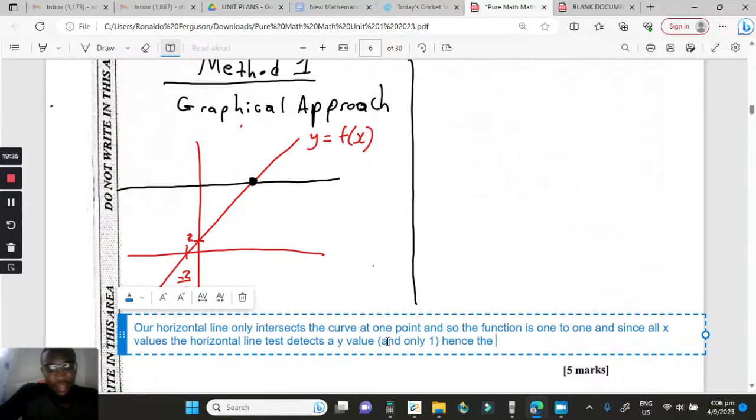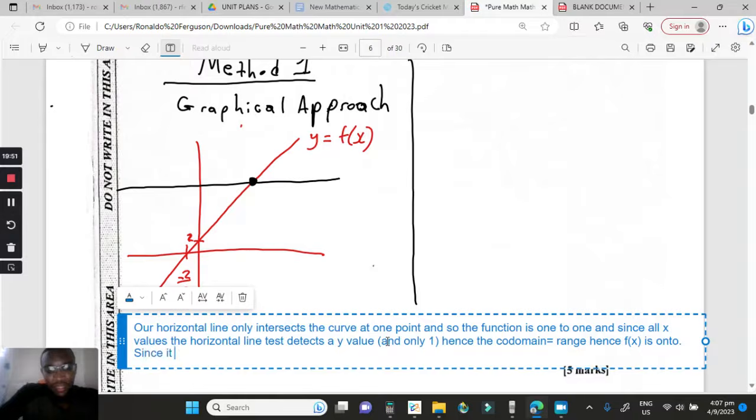Hence, the codomain equals the range, and hence f of x is onto, or some might say surjective. Since it is both onto and injective, thus, f of x is bijective.